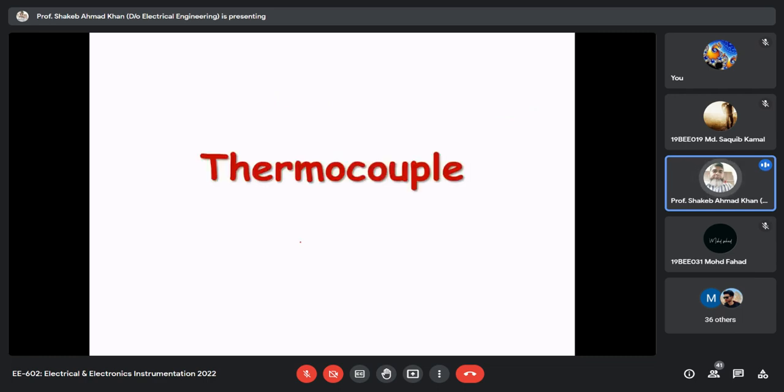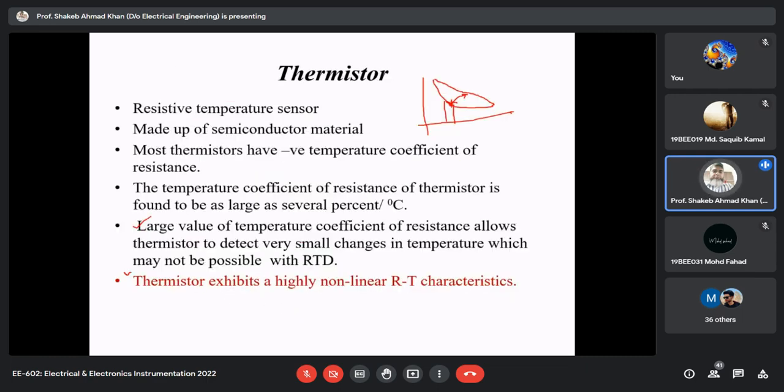Other things we'll discuss next time as far as the thermistor is concerned. So I'm closing today's discussion here. If anybody has any query regarding the thermistor, you can ask. Anyway, respond to your roll call now.